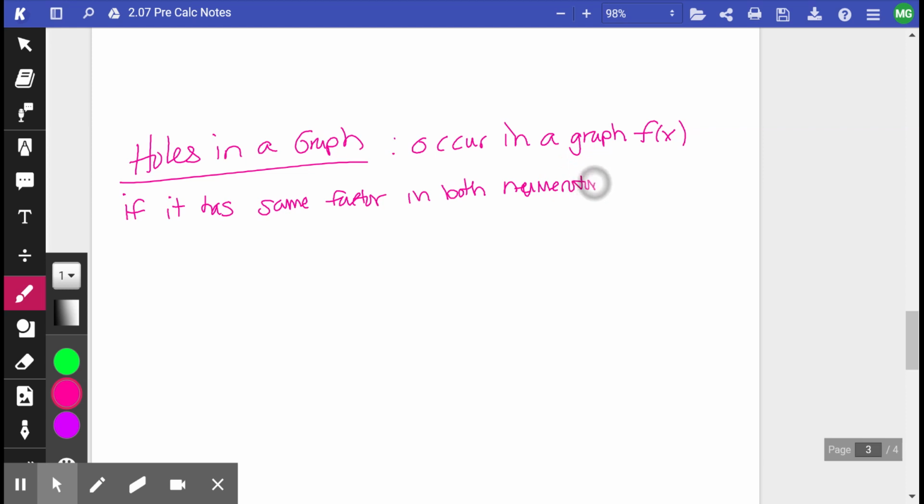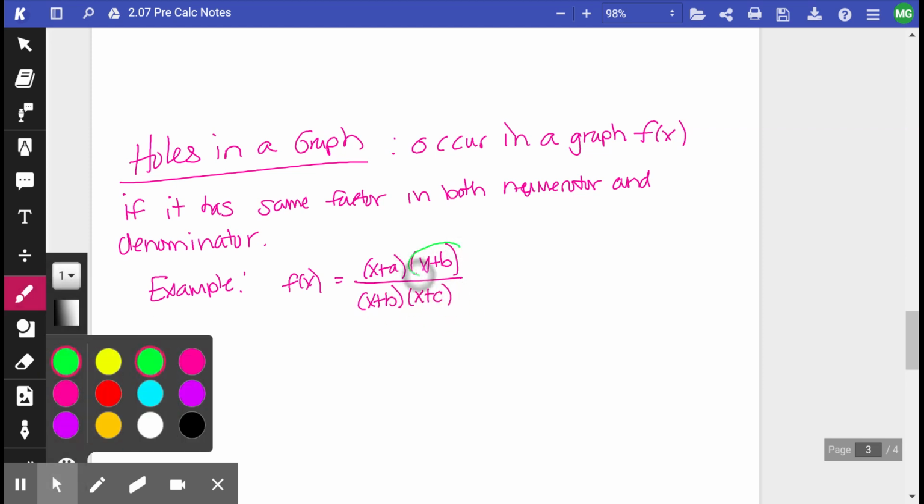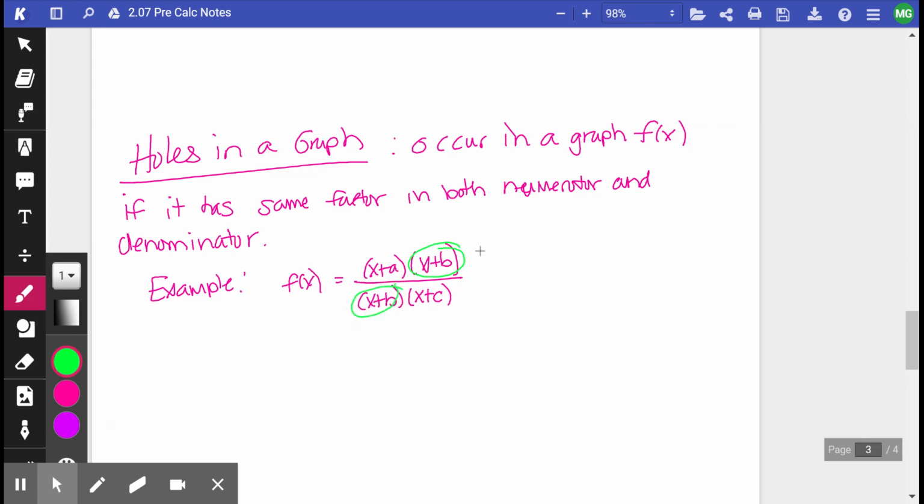Both the numerator and the denominator. So remember, factors are when it's like x plus a number or x minus a number. So for example, if I had f of x equals x plus a times x plus b over, in the denominator, x plus b times x plus c. See how we have the same factor x plus b in both the numerator and the denominator? That tells us those would cross off, and that's telling us there is a hole there.